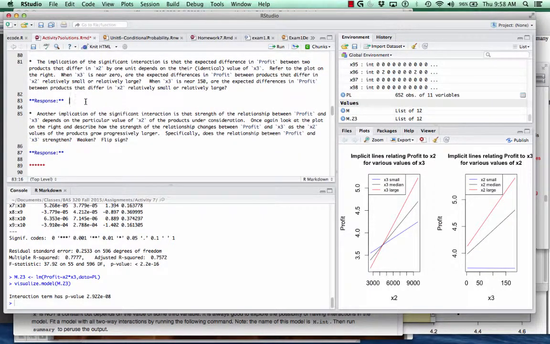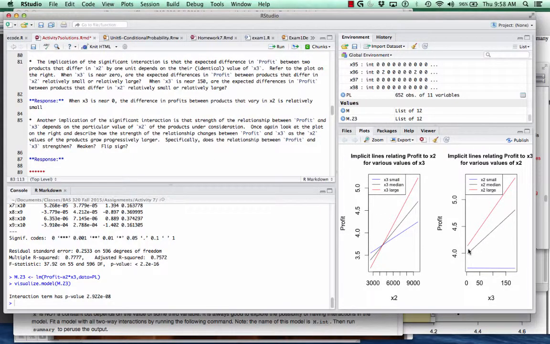So when x3 is near 0, the difference in profits between products that vary in x2 is relatively small. It's still noticeable, because going from one of the smallest values of x2 to one of the largest, we do see some noticeable difference in profits, but it is relatively small compared to when x3 is 150.